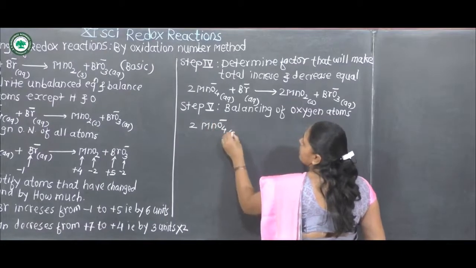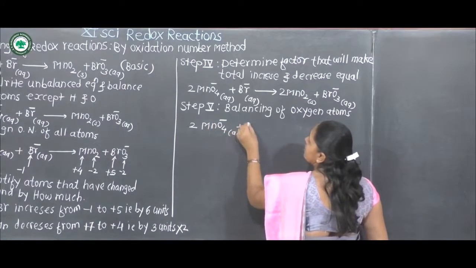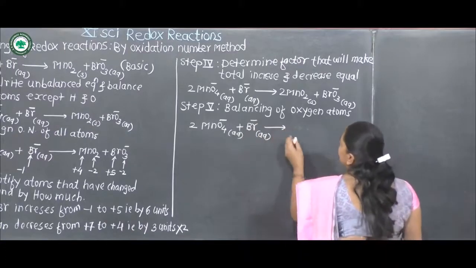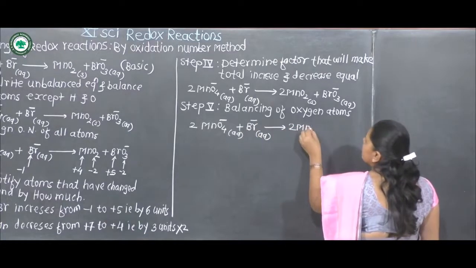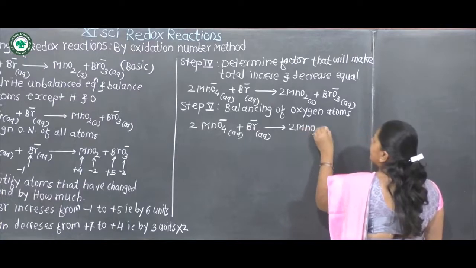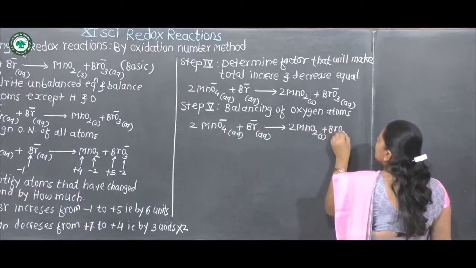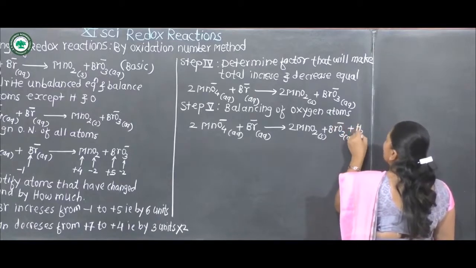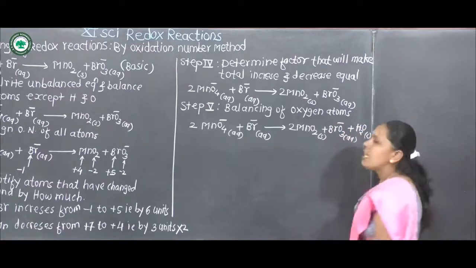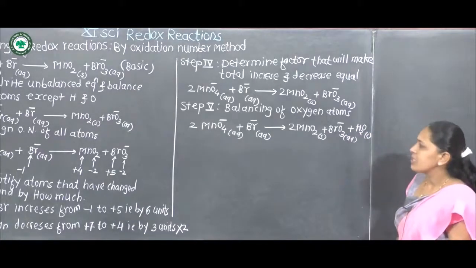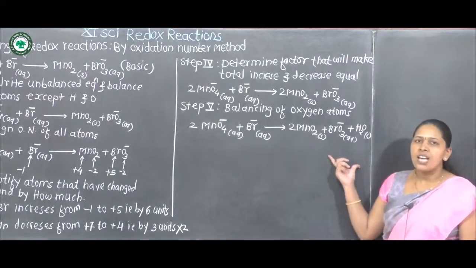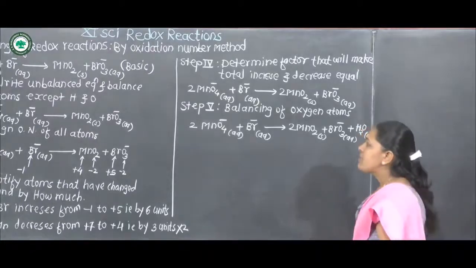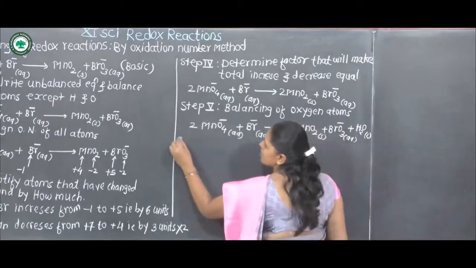2MnO4⁻(aq) + Br⁻(aq) gives 2MnO2(s) + BrO3⁻(aq) + 1 H2O(l), water in a liquid state. In this way, oxygen is balanced. Then the next step is balancing of hydrogen atoms.